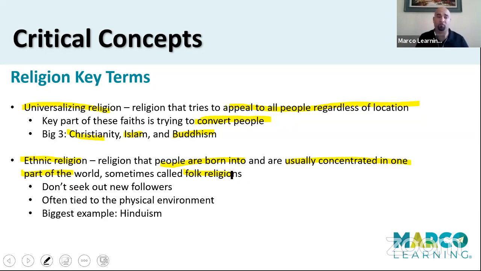Ethnic religions don't seek out new followers. They're often tied to the physical environment, so they relate to people specifically in one part of the world. The biggest example of this is Hinduism. There isn't a talk about diffusion of Hinduism because there isn't a diffusion of Hinduism for the most part. The overwhelming majority of Hindus live in India. The only exception is people from India who have moved to other parts of the world. So we're not going to spend much time on diffusion of ethnic religions, because there isn't much diffusion for them.